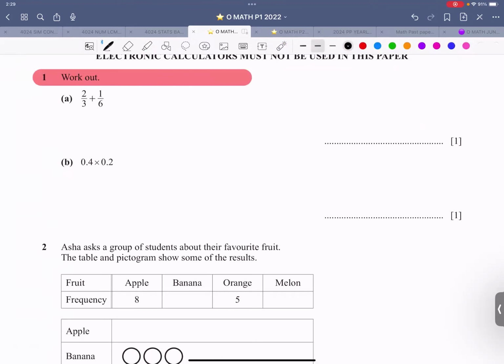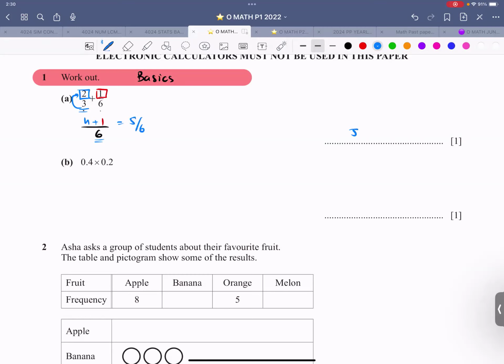Now, the first question is about basic math. So let me just write the basics. The first one is about a fraction. We have to add these fractions. So the LCM of 3 and 6 is 6. So let me write a 6 over here. This one remains as it is, but this 2 gets multiplied with 2. Why? 6 divided by 3 is 2. 2 into 2, this becomes 4. 4 plus 1 is 5. So the answer is 5 over 6.